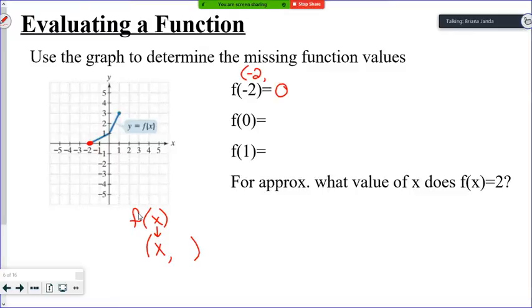Okay, so let's try that again. My next one, again, it's like 0 comma something, and I get that something from my picture. So I go 0 right or left, and then I find my graph along that line. So here's 0 right or left, right? This is where x equals 0.